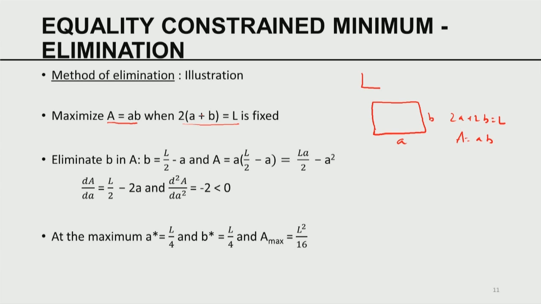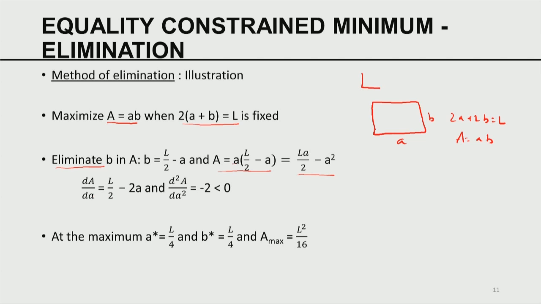What is the simple way? I am sure every one of us, you cannot have gotten your BS degree until you have solved this problem once in your life. I am sure every one of us has solved it. So what is it that we do? We first eliminate B. From this constraint, you can simply say B is equal to L by 2 minus A. If you substitute B in the area, the area becomes a quadratic function in A.